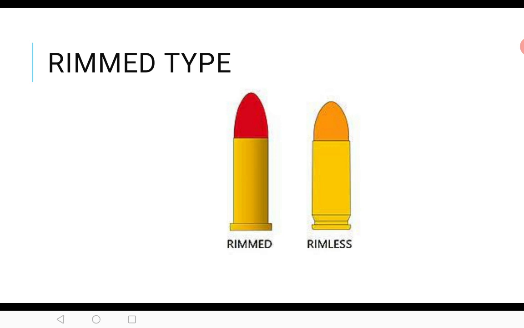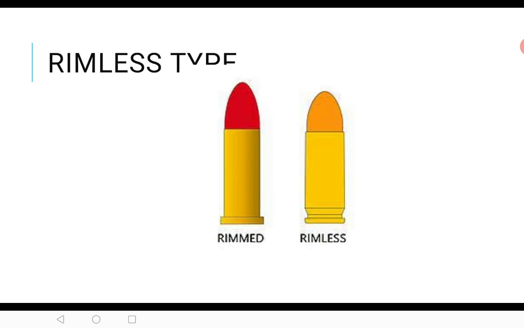That's the rim type. Okay, pag sinabi nating rimless type, okay, equal lang. Equal lang yung body, equal lang yung cartridge case, no? The diameter is equal with the diameter of the body. Pareho lang sila ng diameter sa cartridge case.